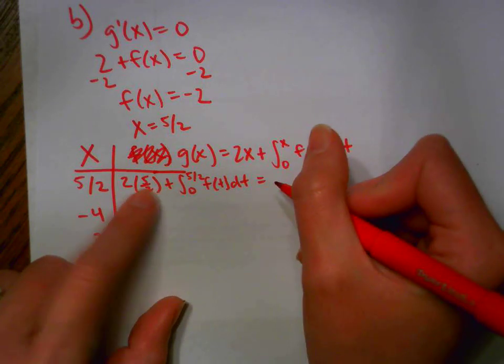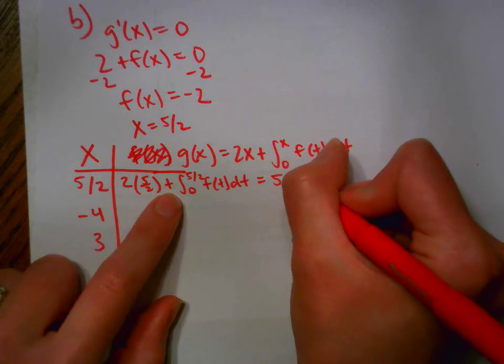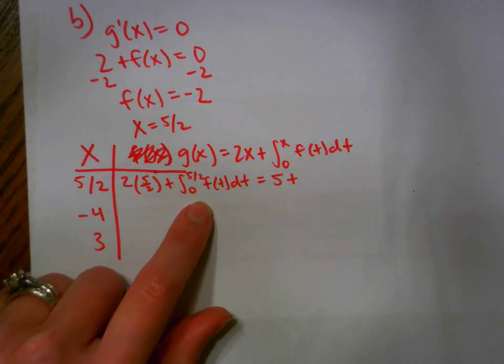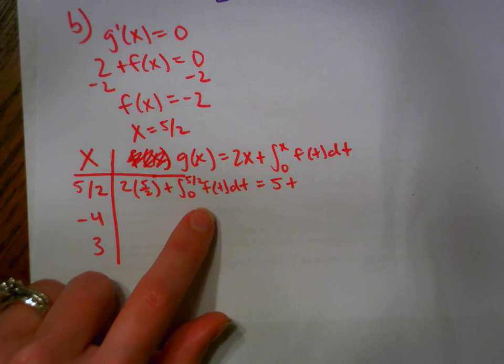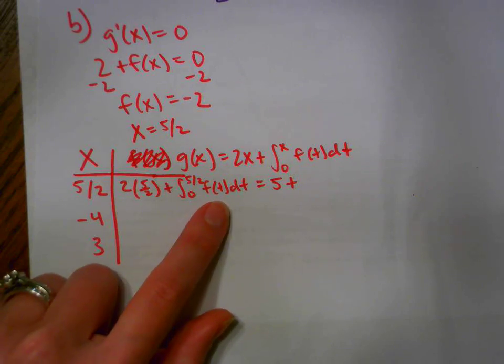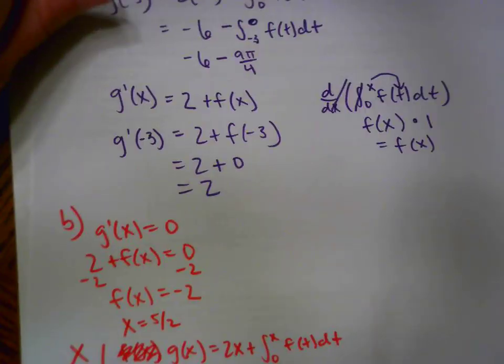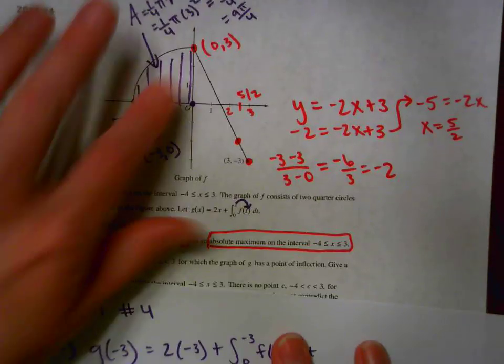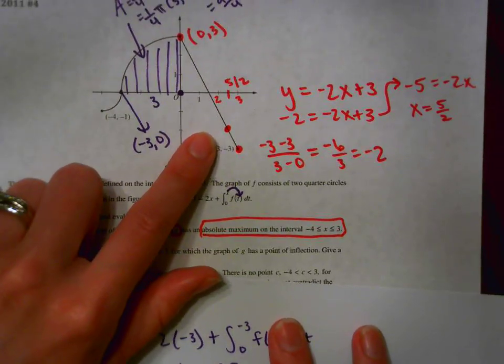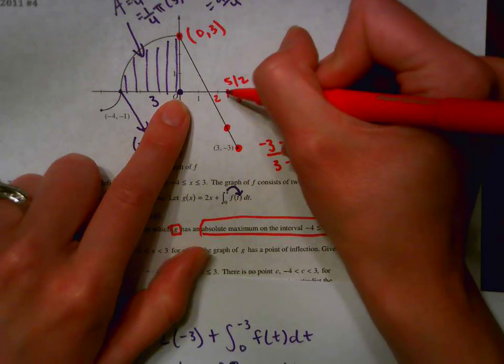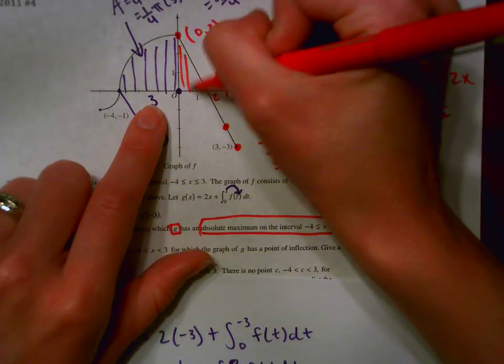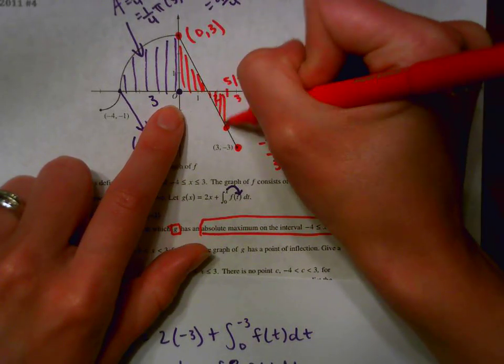So 2 times 5/2, the 2's would cancel, and you have just 5 plus. Now this is the part where we have to go back to our original graph, and we're doing the area of f from 0 to 5/2. Because this is f, we're finding the integral, the area from 0 to this 5/2 mark. So that would be this triangle, and then this triangle down here.